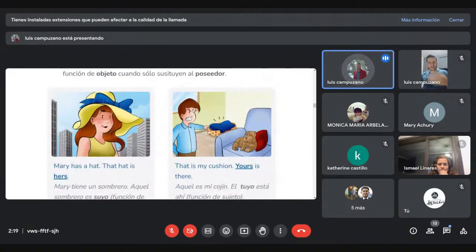So here, let's look at the example of the possessive pronouns we used before. Mary has a hat. That hat is hers, de ella. El pronombre posesivo que usábamos antes. That is my cushion. Yours is there. El suyo está allá.